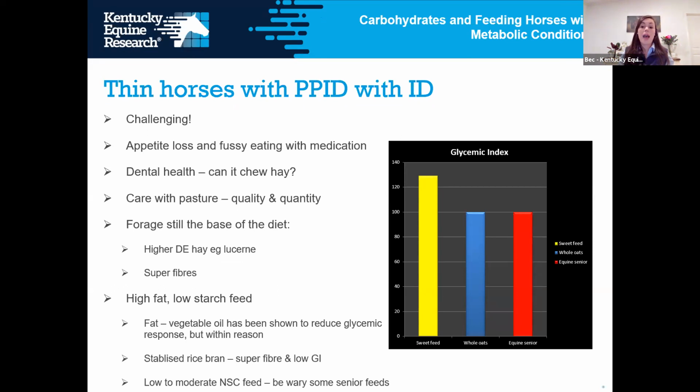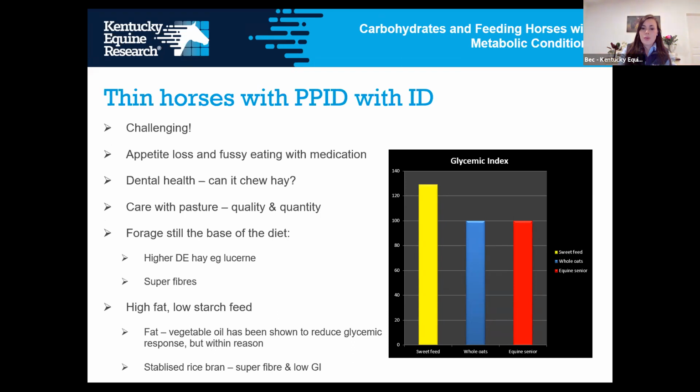And they may have a comparative glycemic index along with oats or another sweet feed because they might have a little bit more molasses for palatability or other things in the diet there. So, softer hays as well, like lucerne, super fibers, once again, can be useful. Fat, vegetable oil has been shown to reduce glycemic response.